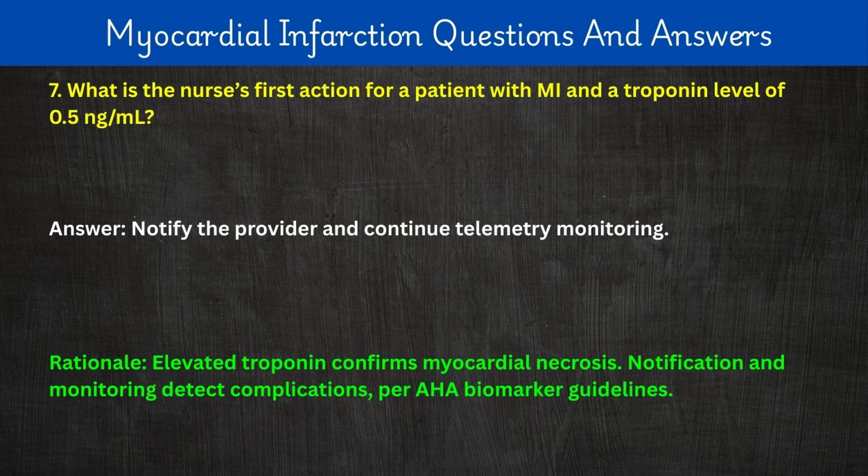7. What is the nurse's first action for a patient with MI and a troponin level of 0.5 nanograms per milliliter? Answer: notify the provider and continue telemetry monitoring. Rationale: elevated troponin confirms myocardial necrosis. Notification and monitoring detect complications, per AHA biomarker guidelines.